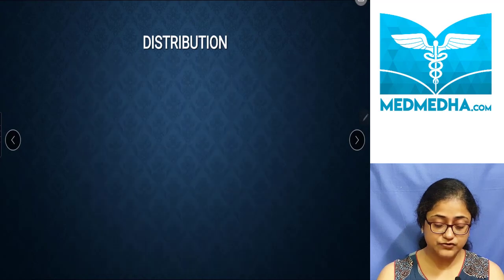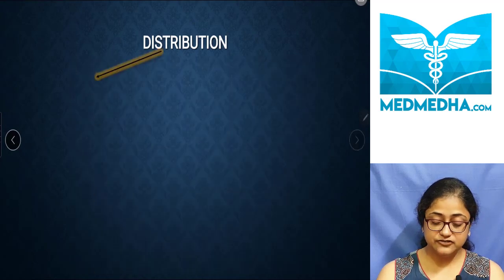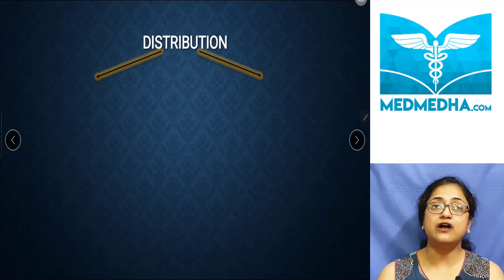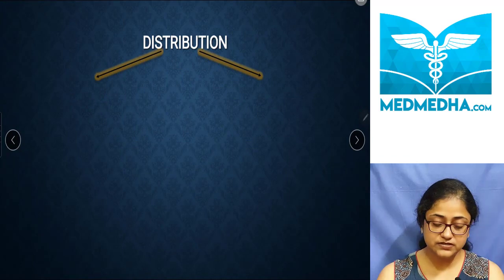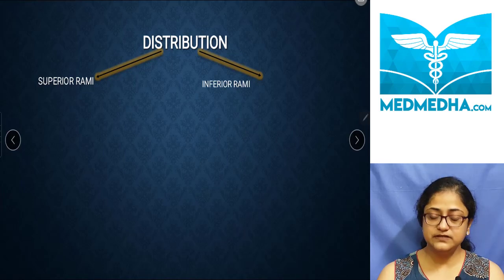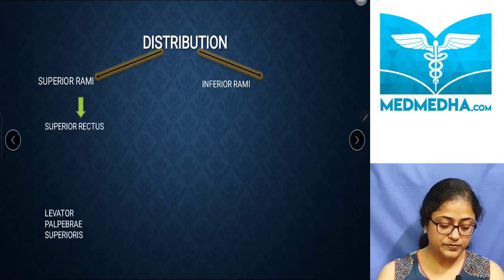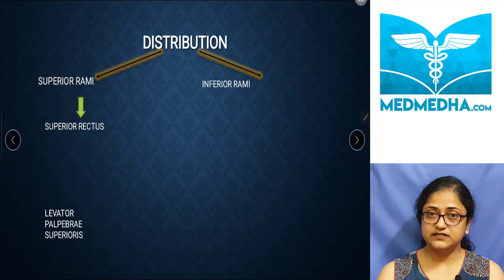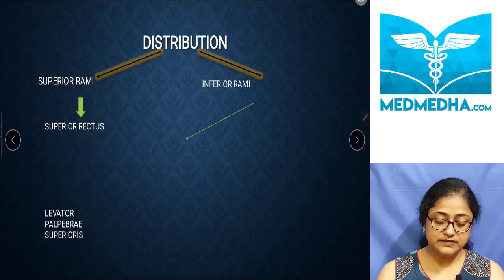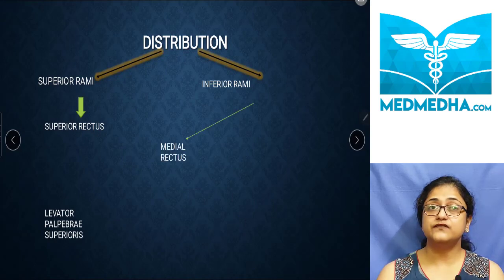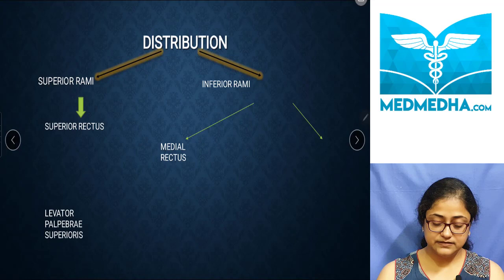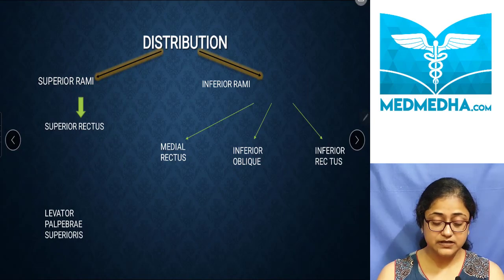So, when you write it, how do you write it? You will write that the main trunk of the oculomotor nerve does not give any branches. It gives off two rami, one is the superior ramus, another is the inferior ramus. The superior ramus gives off two branches, one to the superior rectus muscle and another to the levator palpebrae superioris. The inferior ramus gives off three branches: the nerve to medial rectus, the nerve to inferior rectus, and finally a very important branch, the nerve to inferior oblique.